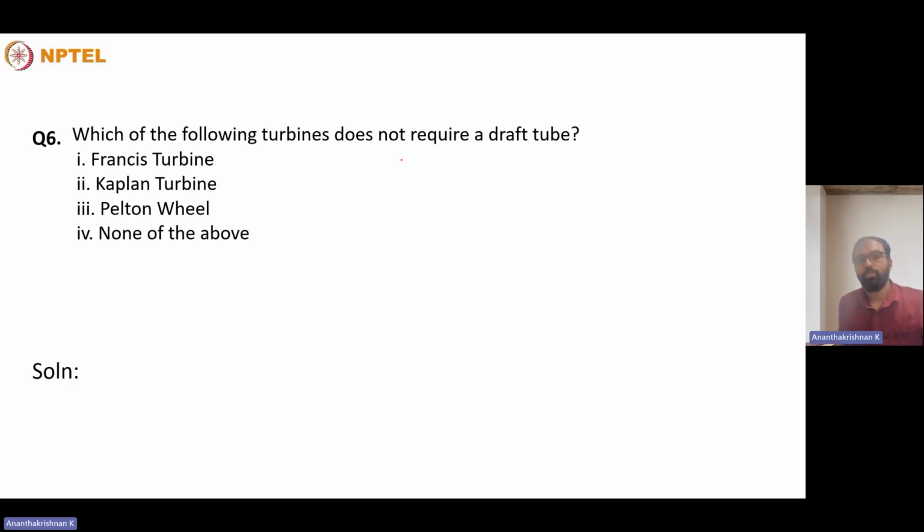So this is a multiple choice question. Which of the following turbines does not require a draft tube? Francis turbine, Kaplan turbine, Pelton wheel, none of them. So the answer to this question is Pelton wheel. Draft tube is used in certain cases where the actual available head is very less for the turbine to operate without to produce the same power.